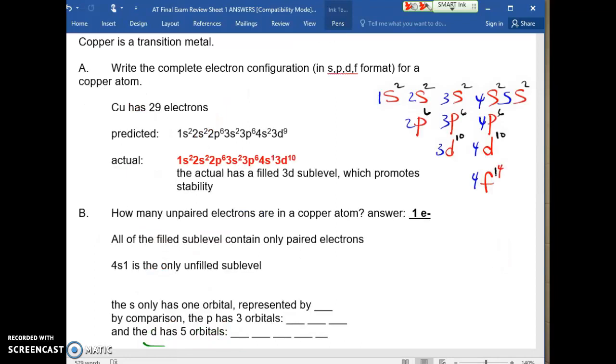Number 4, A and B. A asks for the complete electron configuration of a given atom. Your sheet might have both copper and chromium. I'm only focusing on copper here because it makes the point. Well, remember, you first have to figure out how many total electrons there are in the atom. Well, that's the same as the atomic number, 29 electrons. That means I have to place 29 electrons in s, p, d, and f orbitals in the first through 7th primary energy levels. Now, there's a pattern for doing it.